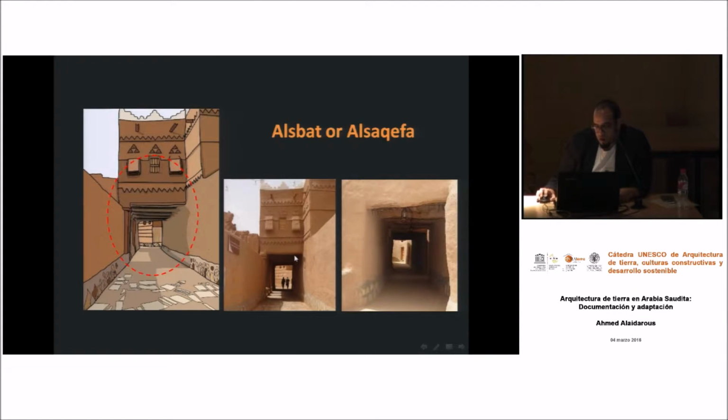Moreover, if the owner has two houses, he will be able to build a kind of bridge between the houses. It's called in Arabic sakifa, just to link their houses. It's a good idea to create a kind of shade and to cover the pedestrian path. It's a creative idea.